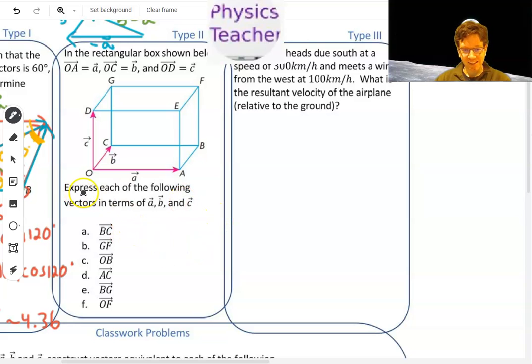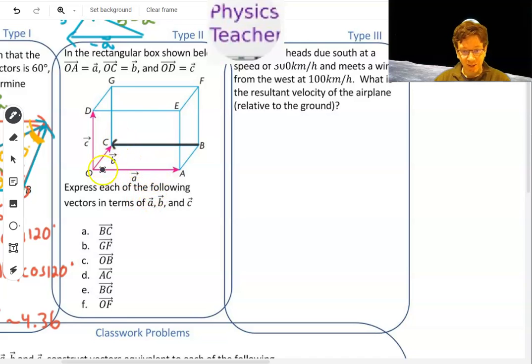All right, so let's move on to question 3 then. So in this question it says, here we have this wonderful rectangular box, and we're going to express each of these vectors in terms of A, B, and C here. So BC. So where's BC? BC is here. There's BC.